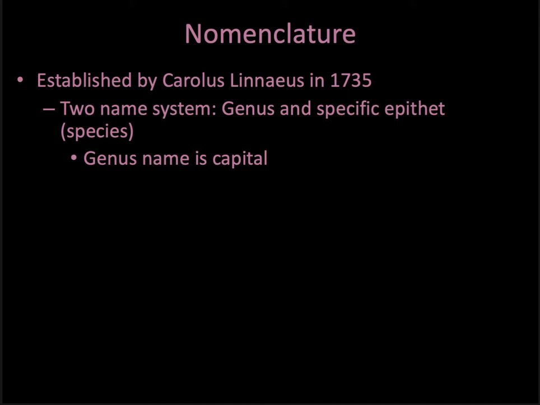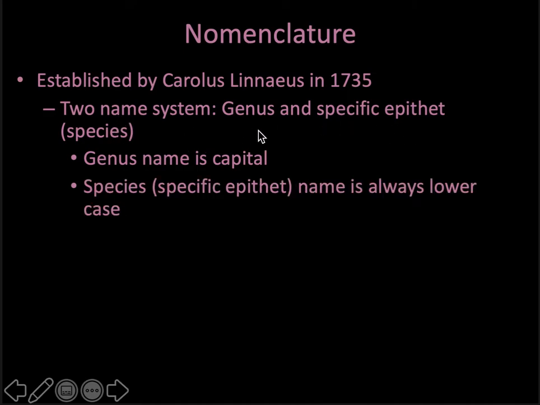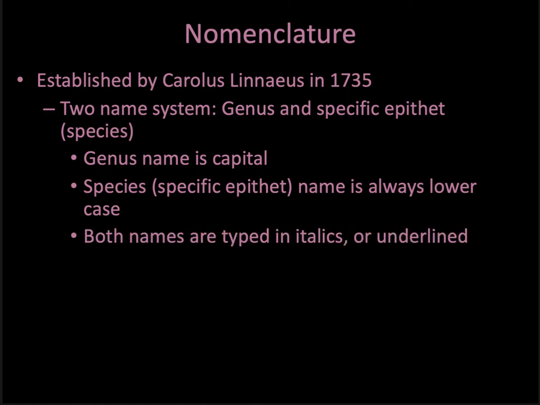This was also in Latin, and that's because that was the language of scholars at the time. We always capitalize the genus, and so I did that here, right? Genus is capital, and the specific epithet or species name is lowercase. It's very important that you follow this when you write. Now, when you're typing on the computer, you would put the entire name in italics. If you were handwriting, you would underline it.